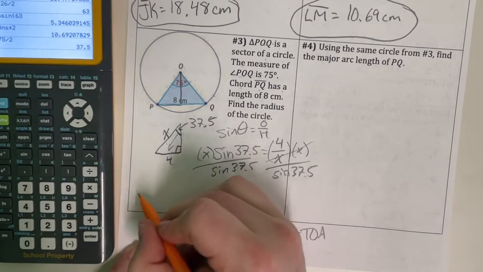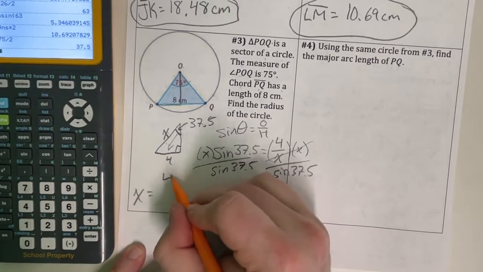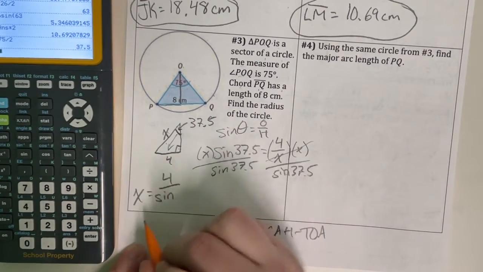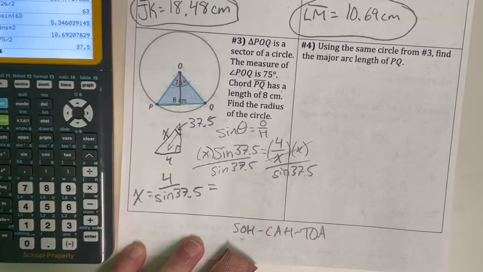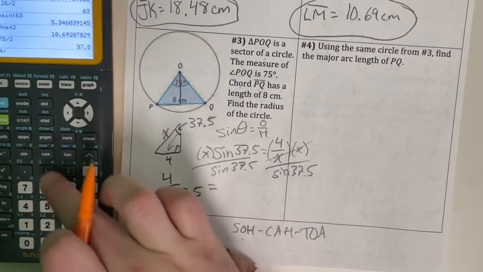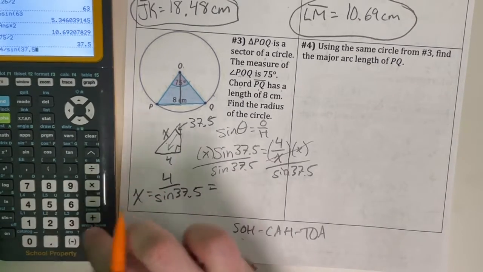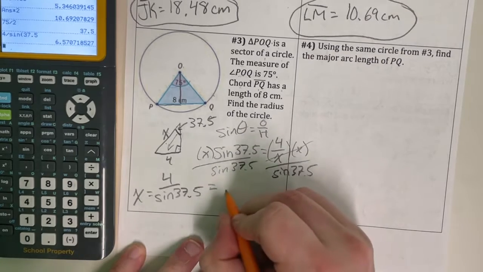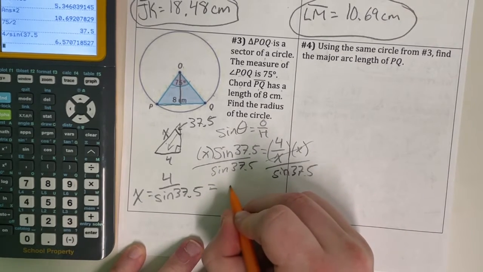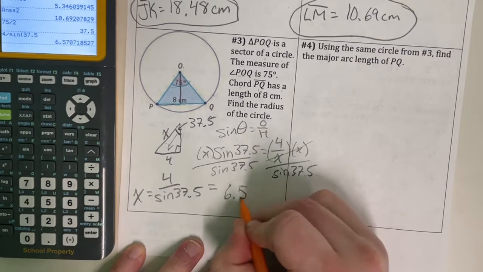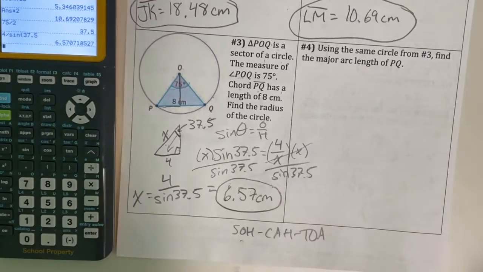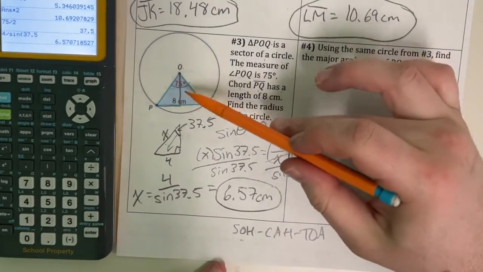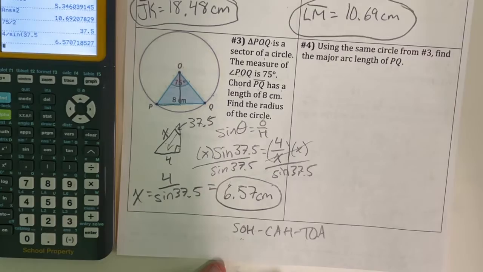So x is going to be equal to 4 over the sine of 37.5, and that will give me my radius. So I have 4 divided by sine of 37.5. My radius x is going to be about 6.57 centimeters. The way I found that is still the same steps, except now our x is in the denominator, so make sure you're seeing those inverse operations that I do.